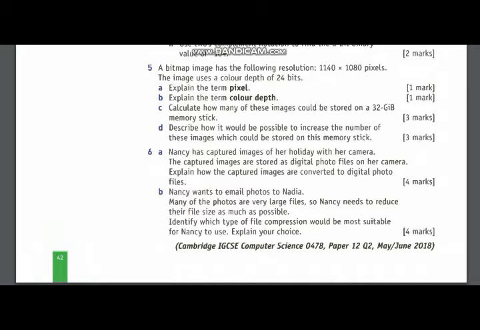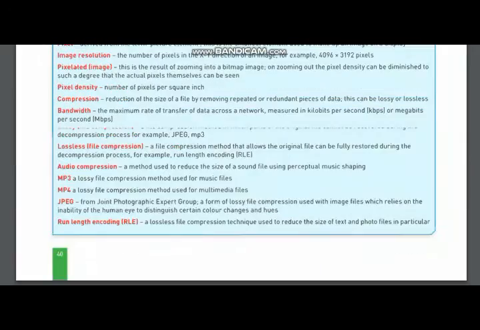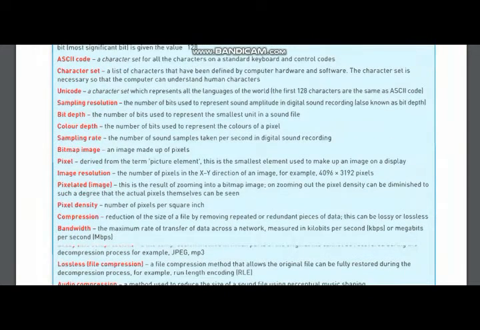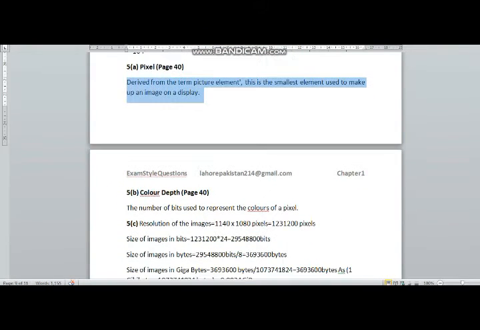Today I am going to solve question number 5 of exam style questions of chapter number 1. In 5A you have been asked to define the term pixel, and in 5B you have been asked to define the term color depth. Both terms will be taken from page number 40 of your book. This is the definition of pixel, and this is the definition of color depth. So I have taken both definitions from there, and this is the answer.